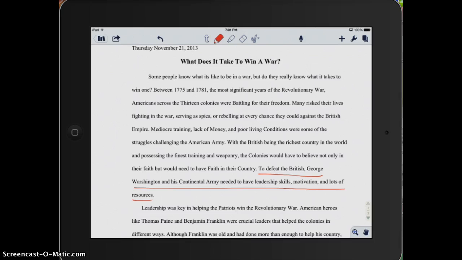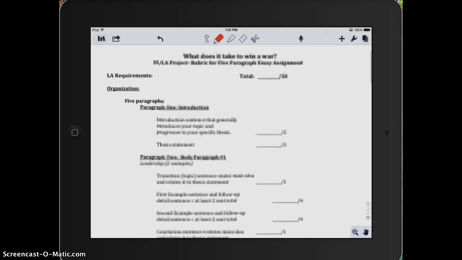And it does just that. It answers the question, what does it take to win a war? And it tells you the three things you're going to be talking about in your paper, which is skills, motivation, and resources. Leadership skills, motivation, and resources are the three body paragraphs in this paper. So let's head back to the rubric and assign some points.